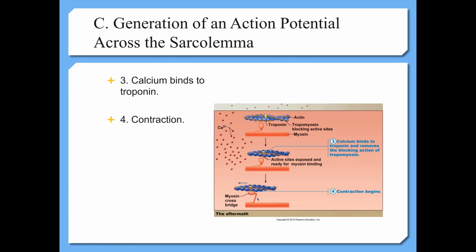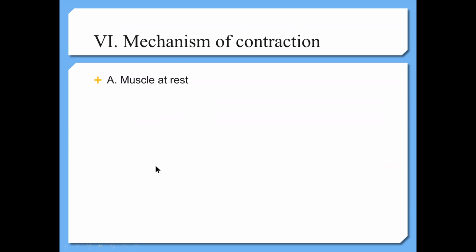The calcium is going to bind to the troponin, and that is going to cause a configurational change, exposing the active sites, and this myosin head is going to attach to an active site, and contraction is going to begin.